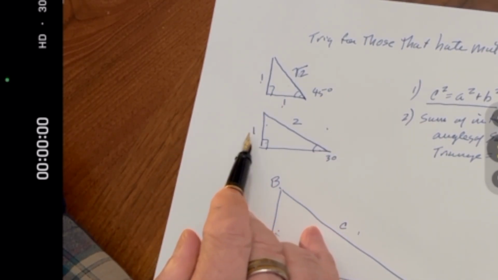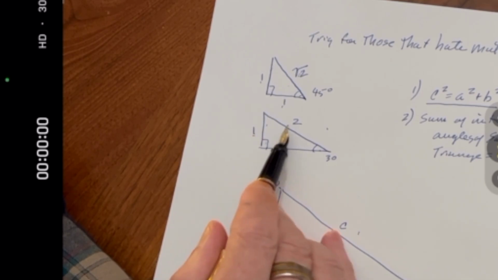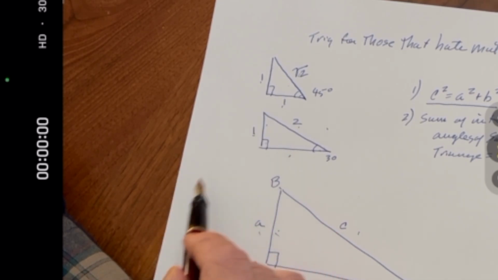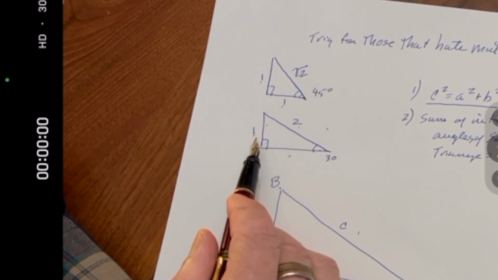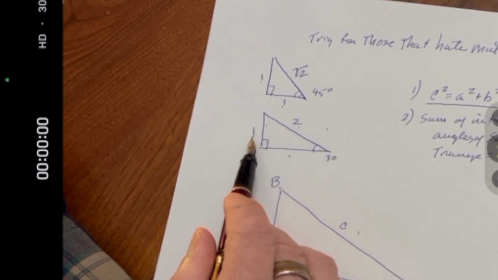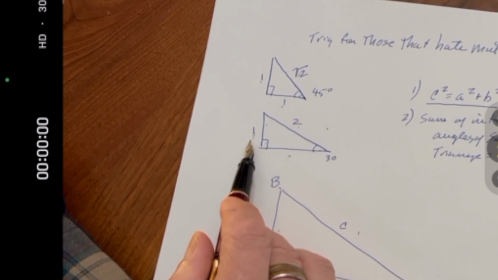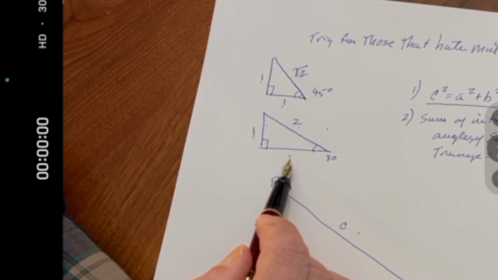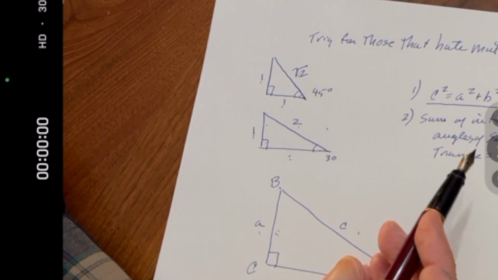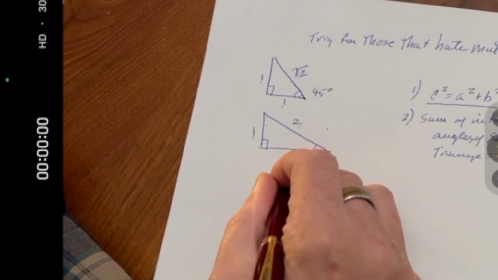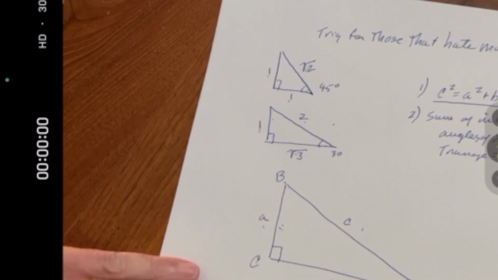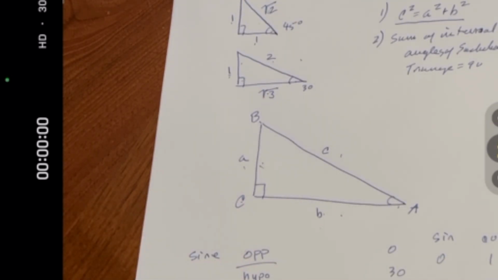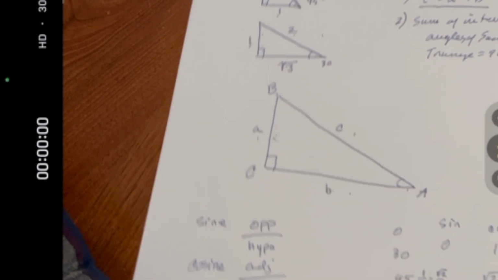Well, if the opposite side here is 1 and the hypotenuse is 2, what's that? Well, that would be 2 squared minus 1 squared equals that squared. 2 squared is 4, 1 squared is 1. So that is the square root of 3. Okay? So now we've got the rest of our table done.